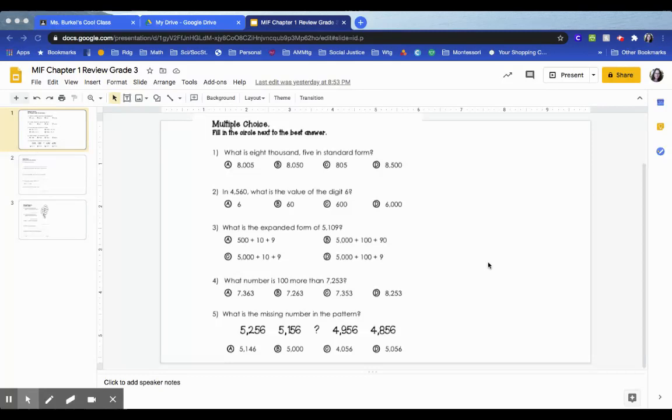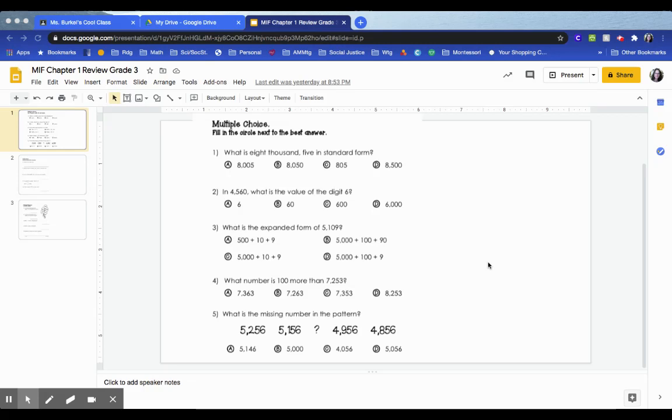This is a review paper that's very similar to the test that you will be taking. So put your name on the top and today's date. All right. Multiple choice. Fill in the circle next to the best answer.